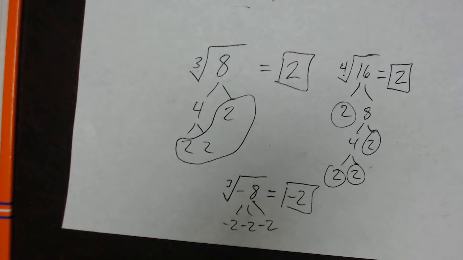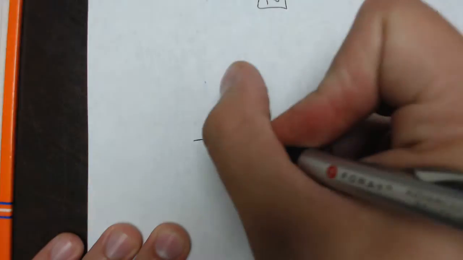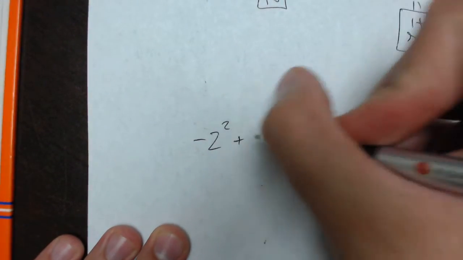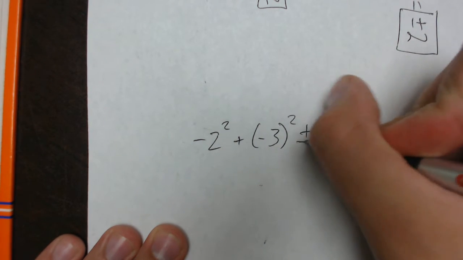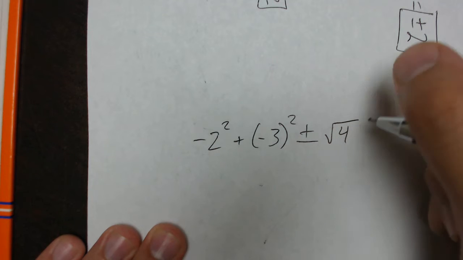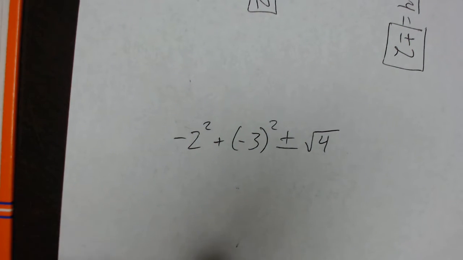Let's see here. What other examples can I do? Let's do evaluation of plus or minus signs. So in our homework, we're going to get problems that look like this. So here they've already given us the plus or minus.